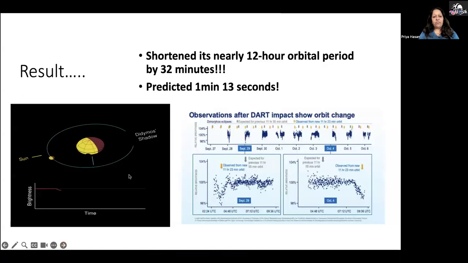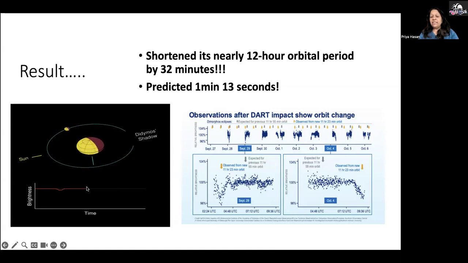Okay. And if you see over here, this is the double asteroid. Because it's a binary, it's very easy to measure the change in orbital parameters, right? If you had a single asteroid, it would be very difficult to do that, but with the binary one, you can do it. That's why it was done with a binary asteroid. So you can see, with the transit of Dimorphos, that it shortened its 12-hour orbital period by 32 minutes, which is a very large amount. The predicted amount was actually 1 minute 13 seconds, but it managed to impact it better.